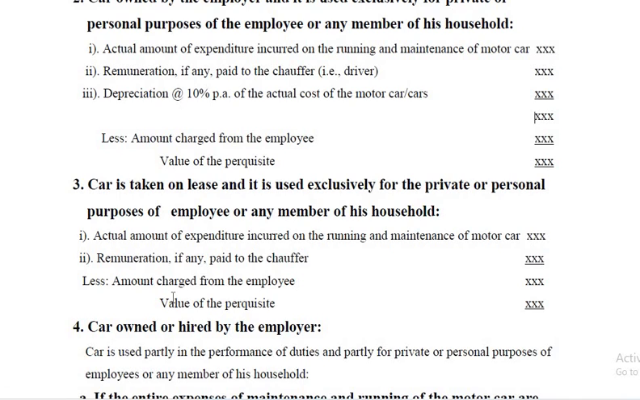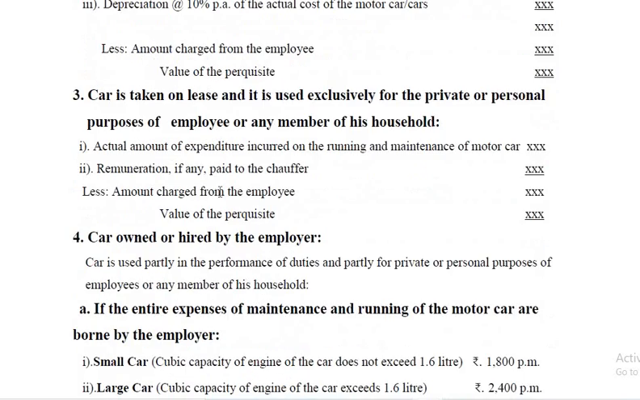When you add up these two values, you will get the perquisite value of the motor car. But if any amount is collected from the employee, then that should be deducted, and therefore the net amount is considered as value of perquisite. When compared to the previous case, there is only one change here: the depreciation part is not there because it is taken on lease, that is, not owned by the employer.